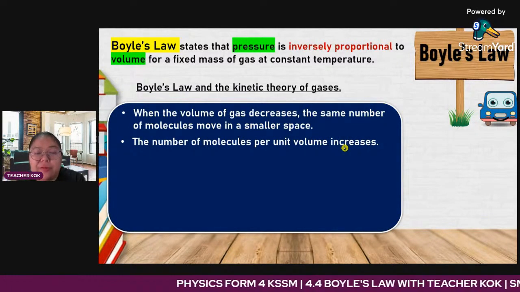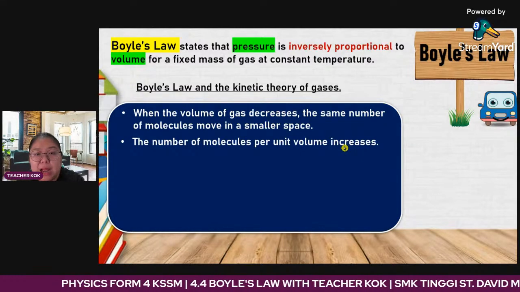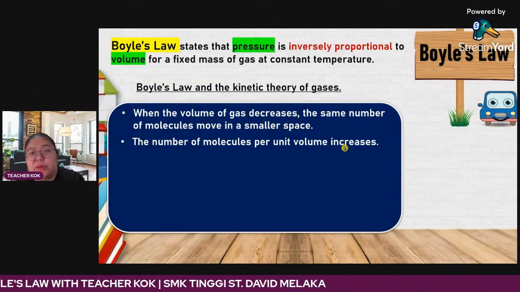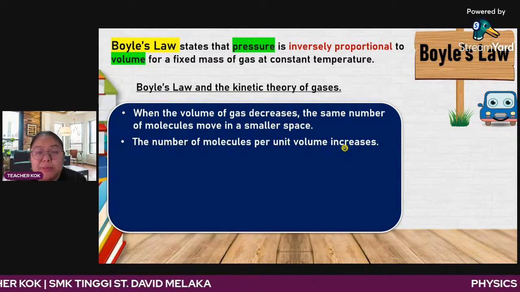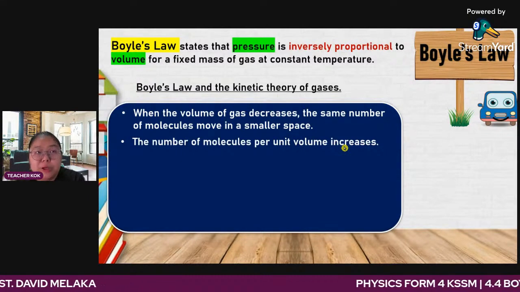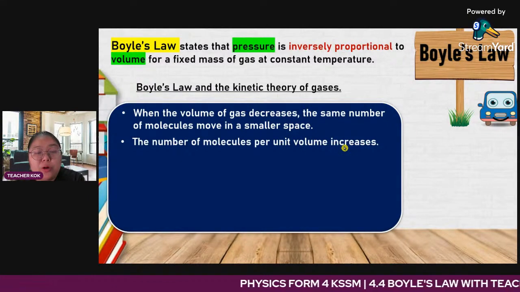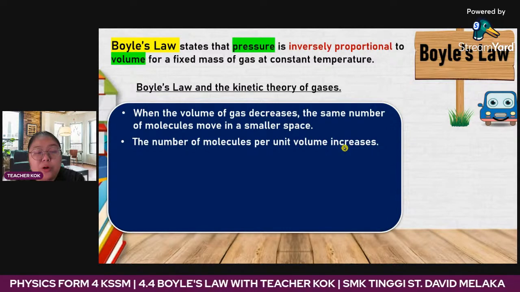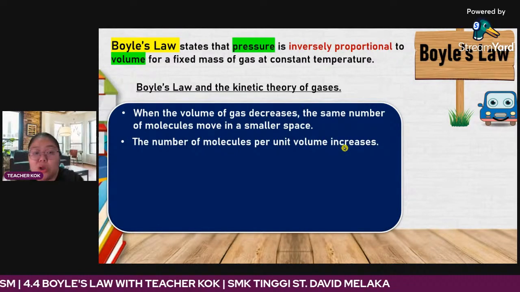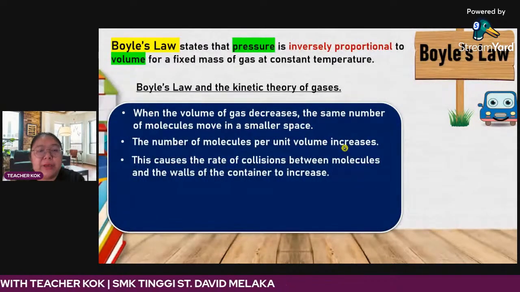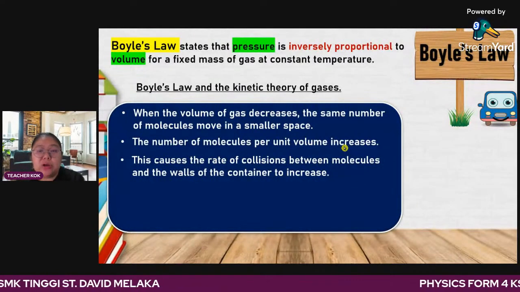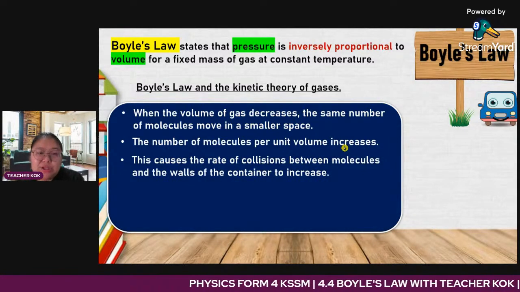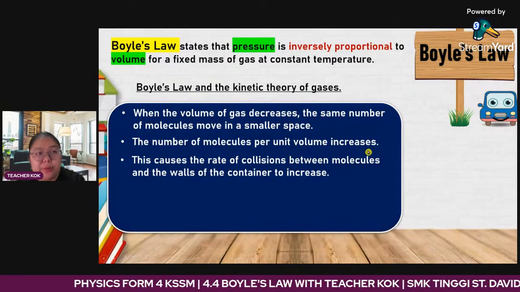So the number of molecules is fixed, but now the volume decreases. That means they will hit the wall more often. You have no space to go, man. You only have this one space. So the molecules per unit volume increase. That doesn't mean they move faster, but in this situation you cannot talk about fast. No kinetic energy increase. You can only mention that molecules per unit volume increase.